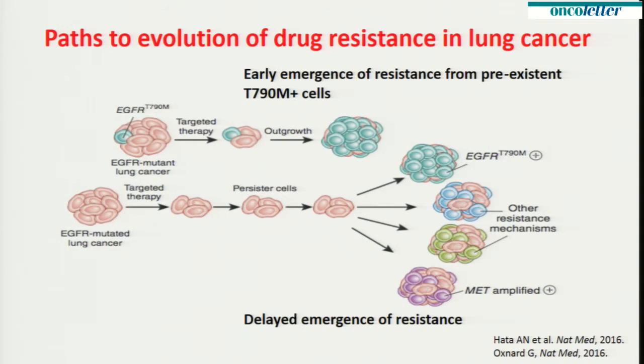Two well-known examples. Since they're so well-known, I'm not going to talk about this. I'm just going to mention it in passing. EGFR mutant tumors do not respond to therapy after a while because of emergence of the T790M mutation. Why that happens is not so clear, and we are trying to understand the genetic basis of that.